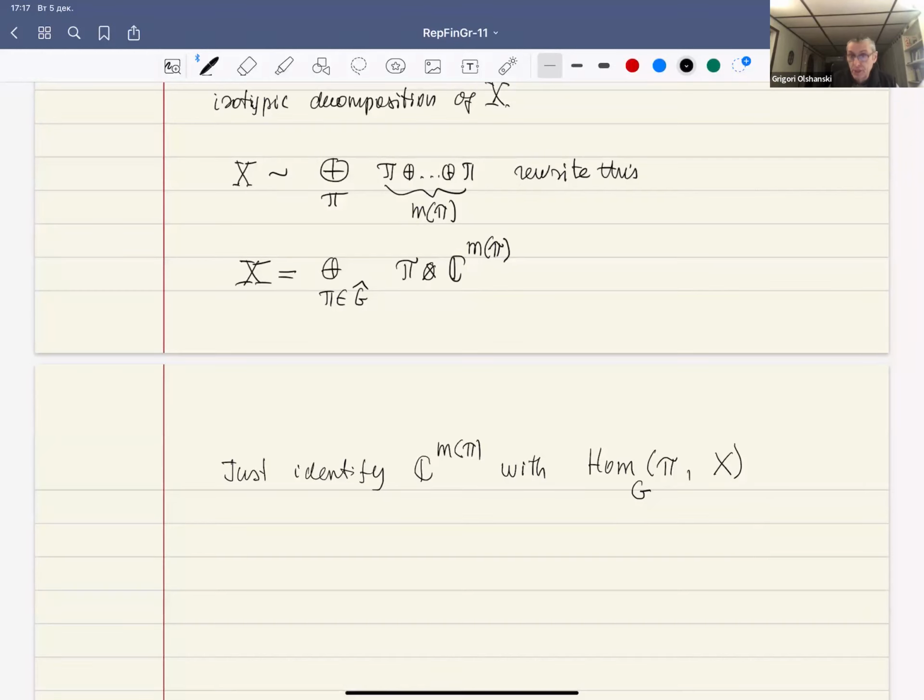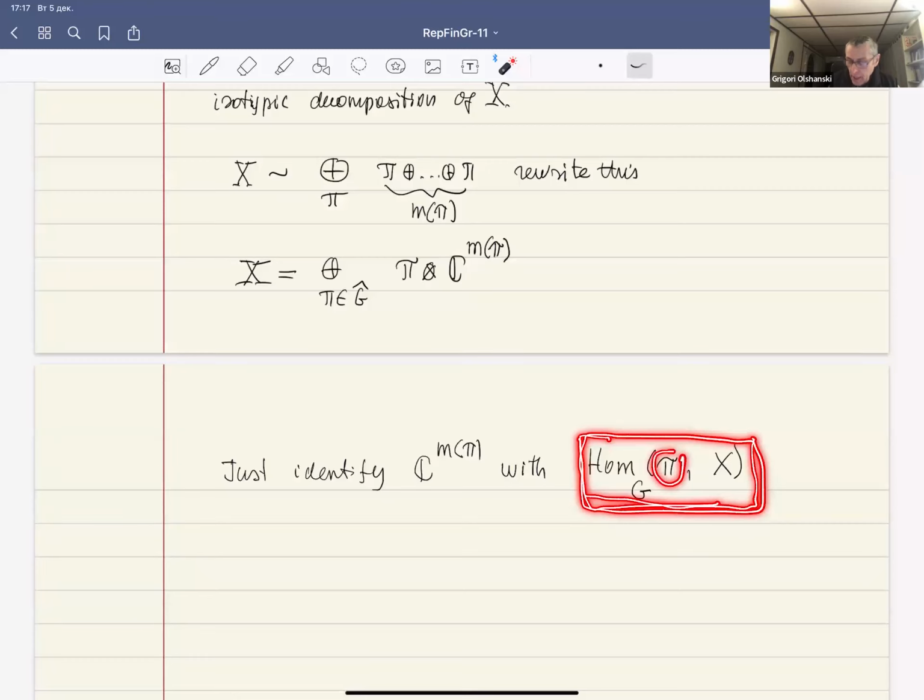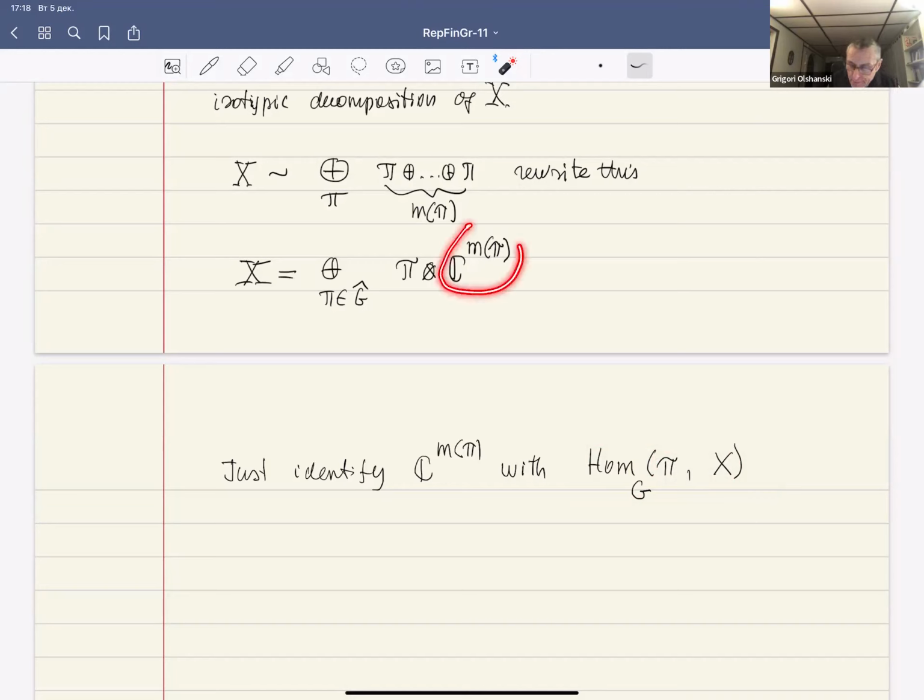Why is it legitimate? Because the dimension of the space of intertwining operators between a given irreducible pi and our initial representation is exactly the multiplicity of pi in this decomposition. So this space can be identified with this. And this is a canonical object, which depends only on pi and X and nothing else. This gives us a means to turn this artificial vector space into a canonical object.